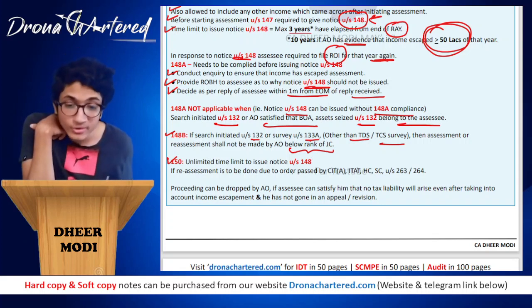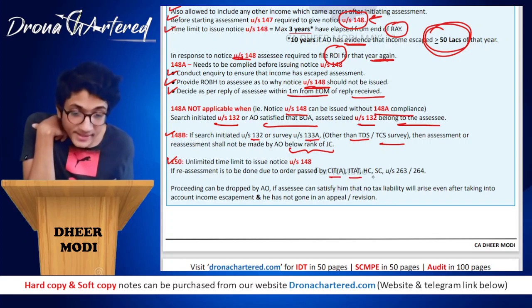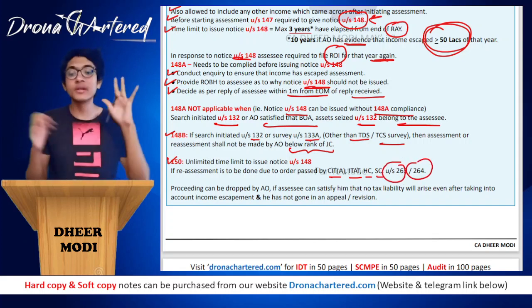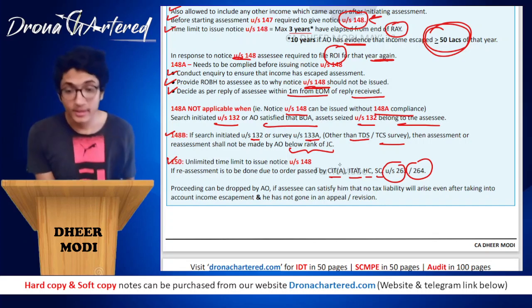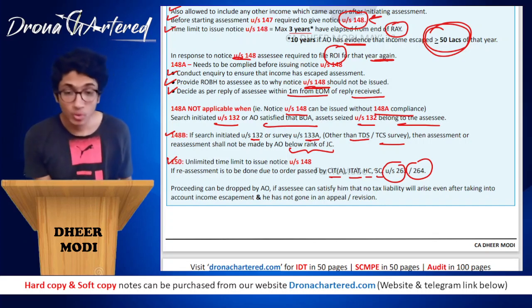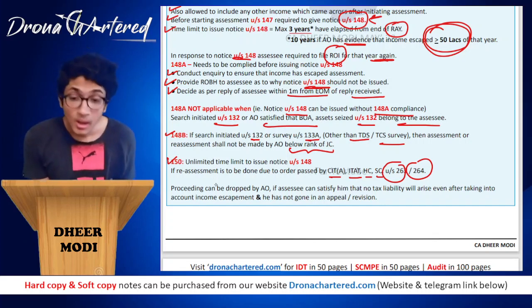If reassessment is to be done due to an order passed by your CIT, ITAT, High Court, or Supreme Court under section 263 or 264, in such a case, there is an unlimited time limit to issue notice under section 148. Only and only under these cases.